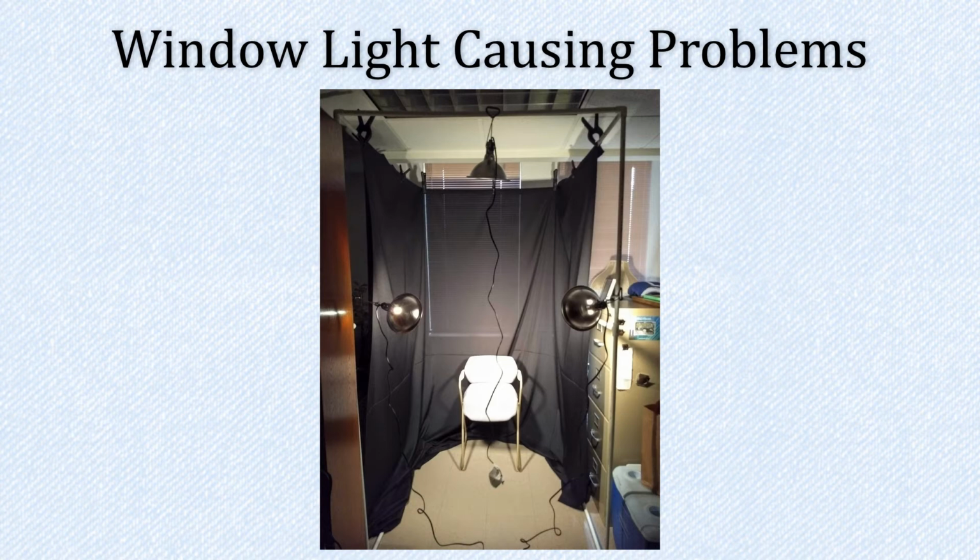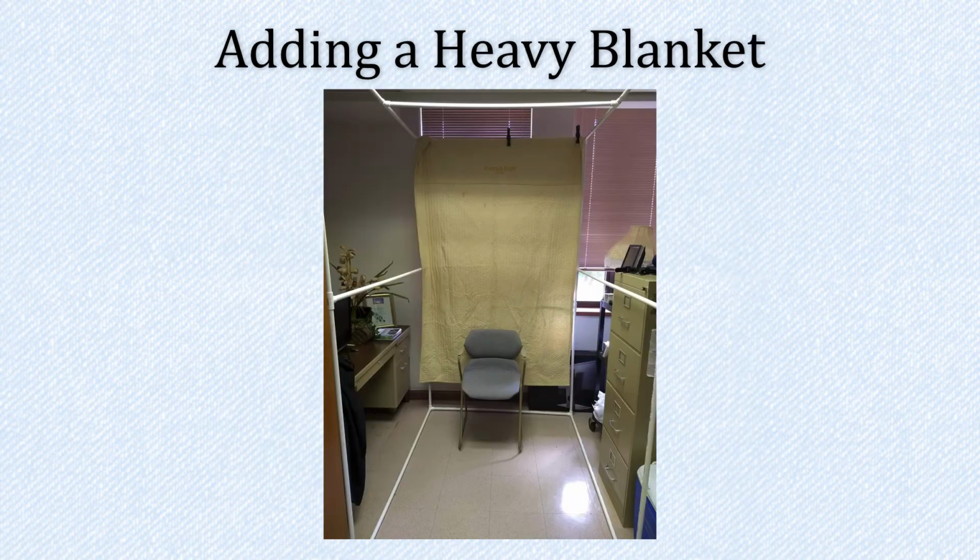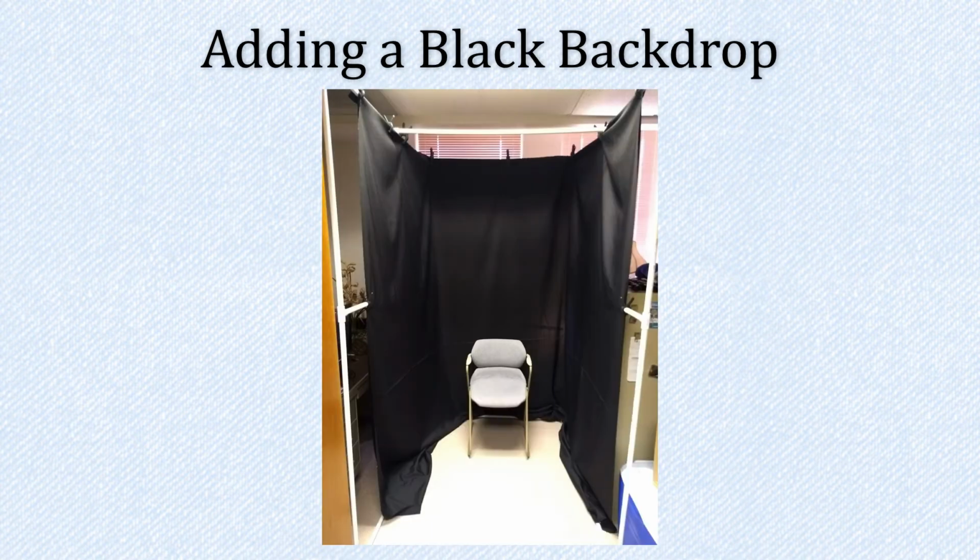But as you can see in the background here, the window in the back, I'm getting the light from the windows bleeding through. So I had to go back to the drawing board, and here's another shot from a different angle. You can really see the light is coming through the black fabric. So I added a heavy blanket to try to block some of that light. Then I put the black curtain back up, and you can still see I'm getting a little bit more light bleeding through just to the right of the chair.